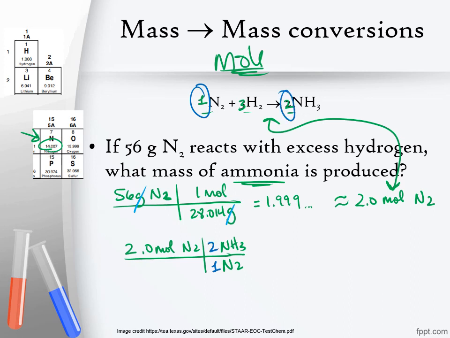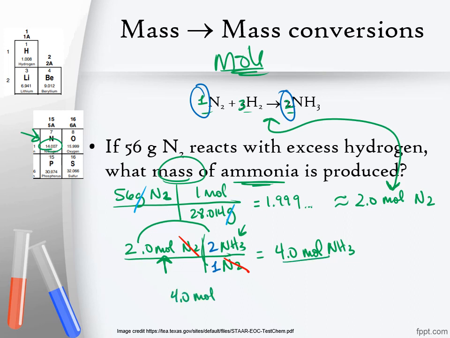What cancels out top and bottom? Nitrogen cancels out top and bottom. And so now I can do 2 times 2 divided by 1 equals 4. I have 4 with the unit label left, moles of ammonia. Yay, except we're not done because the question is asking for mass, not moles. So I'm going to take this answer, 4.0 moles of ammonia.